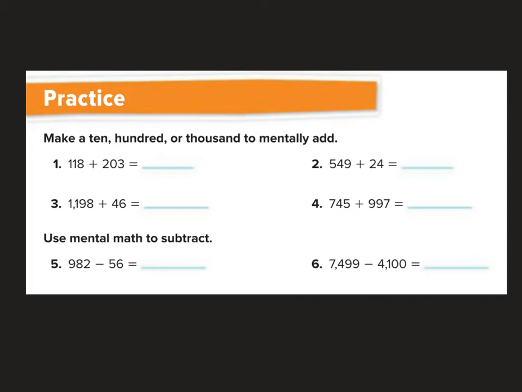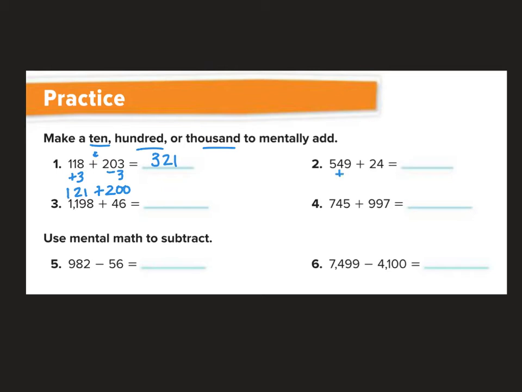Okay, so here we have our practice. Make a 10, 100, or 1,000 to mentally add. So when it's an addition one, we know we're going to give and take. So I like taking away 3 and adding 3 for this one. So I'm going to say this becomes 200 and this becomes 121. Okay, so that means our answer after we add it is 321.